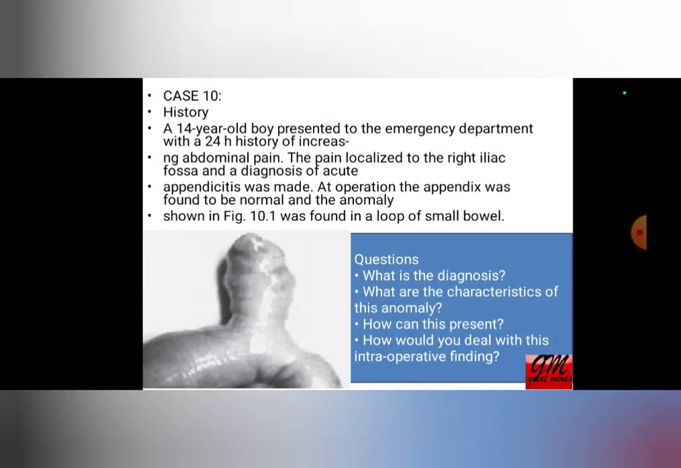It can present like acute appendicitis, that is, a periumbilical pain or a right iliac fossa pain. It can present as acute appendicitis because it is 5 cm in length, and 5 cm in length can make it touch the parietal peritoneum. So it can present like acute appendicitis, like in this patient. Those are the different presentations that you can have in this case.